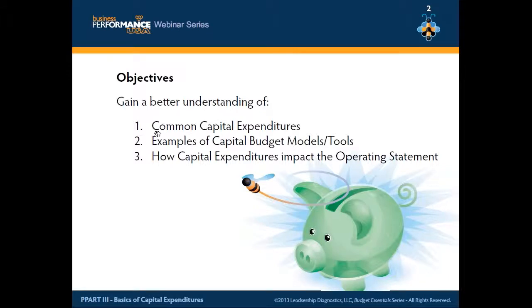Well, welcome again to Budget Essentials. Today we're going to be doing the basics of capital expenditures, and I'm very thrilled to be with you today. There are three things that we want to cover: common types of capital expenditures, an example of the capital budget models and tools that you can use to assess your capital expenditures, and then we're going to briefly chat about how capital expenditures impact the operating statement. And since this is the basics of capital expenditures, how about we get started with the definition of a few basic terms.